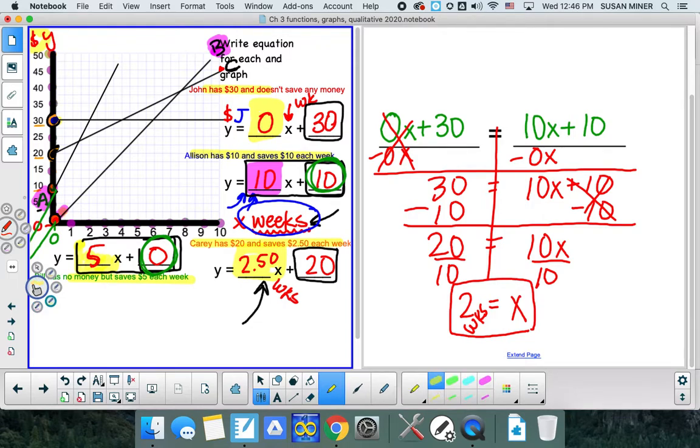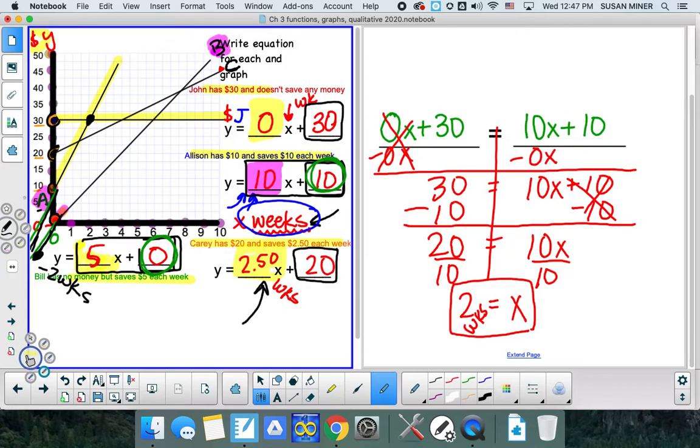Let's take a look at Allison and John. What is going on here at 2 weeks? What do you notice is going on at 2 weeks? That's where their lines cross each other. Okay, so now we can kind of go back in time and think about if I extended these down, these two lines are probably crossing down here at my -2 weeks when they had the same amount of money, right?